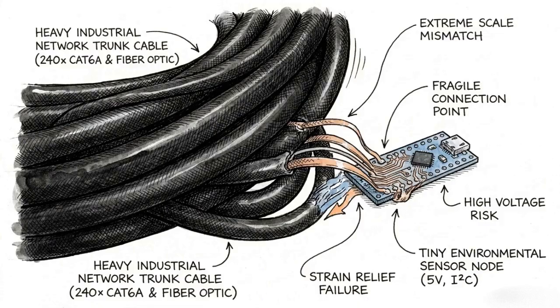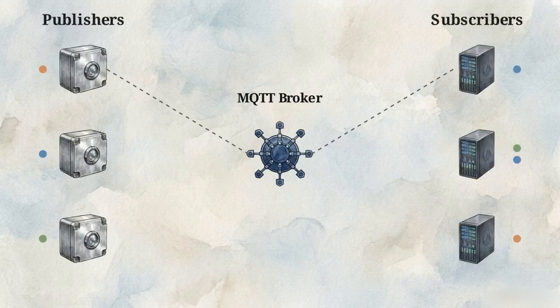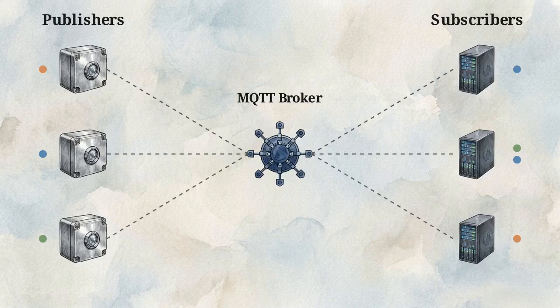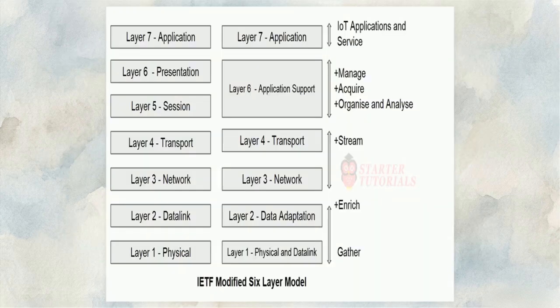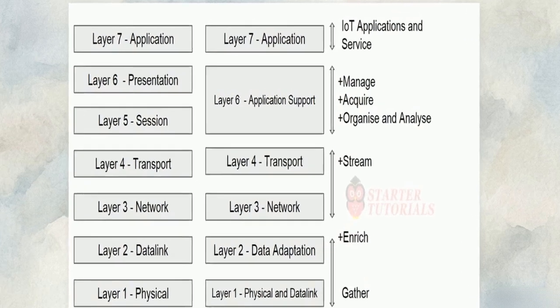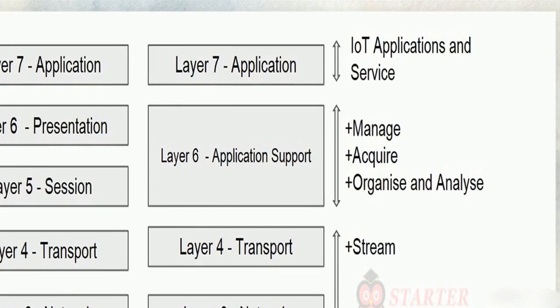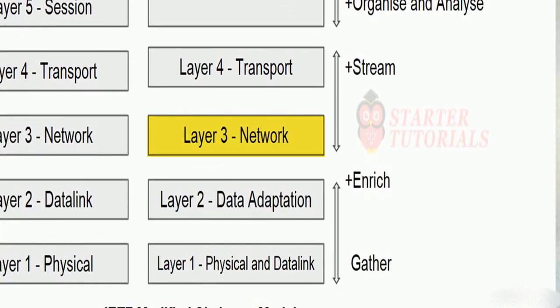Standard internet protocols used for web browsing are simply too heavy and power-hungry for a tiny battery-operated sensor. One solution is MQTT. Instead of a constant draining connection, devices publish tiny data packets to a central broker. That broker routes the information only to specific devices actively subscribed to that data feed, saving massive amounts of bandwidth. This graphic compares the standard networking model with the IETF modified 6-layer model. Engineered for constrained, low-power networks, its top layers rely on lightweight protocols like CoAP. This ensures small data packets reliably reach their destination, even when the network is spotty.